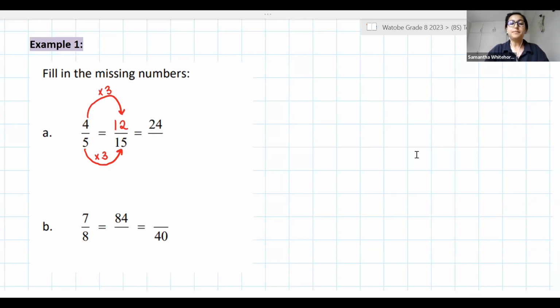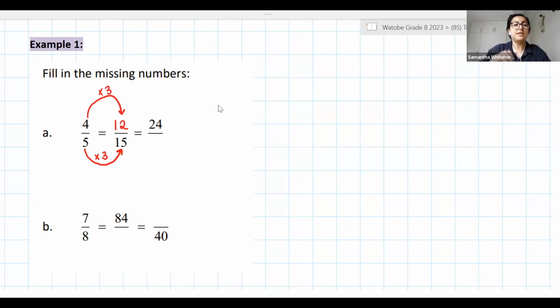Right, now when typing this on your calculator, just so that you can see your calculator does do this for you. If I type 12 over 15 on my calculator and I push equals, it gives me 4 over 5. So it gives me that same equivalent fraction that we started with, 4 over 5.